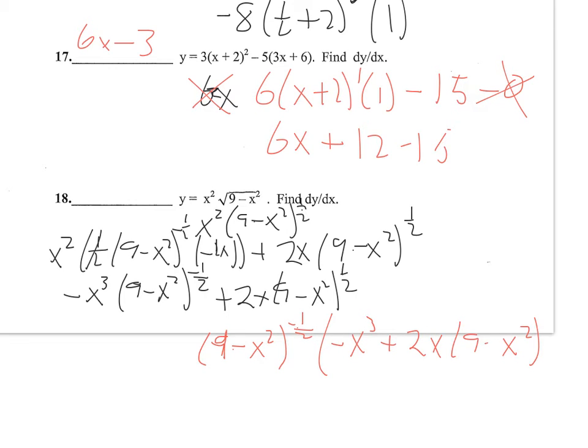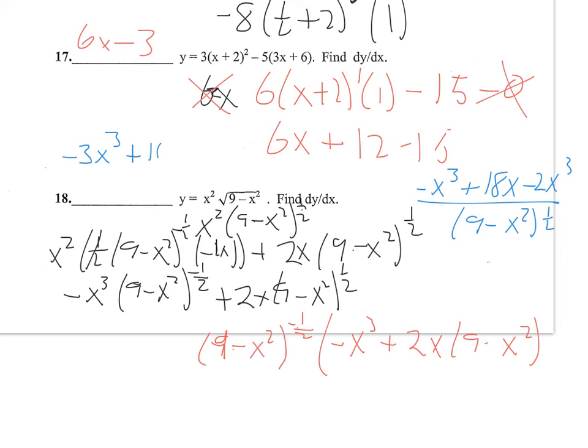Okay, so if that whole thing goes to the bottom, the whole top now is going to be negative x cubed plus 18x minus 2x to the third, all over (9 minus x squared) to the 1/2. Combining the top, I could say that it is negative 3x to the third plus 18x, all over (9 minus x squared) to the 1/2 power.